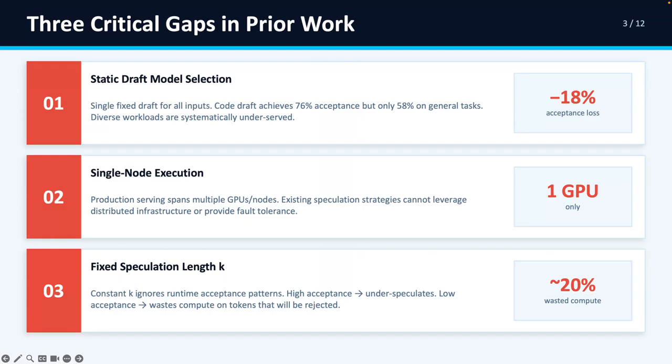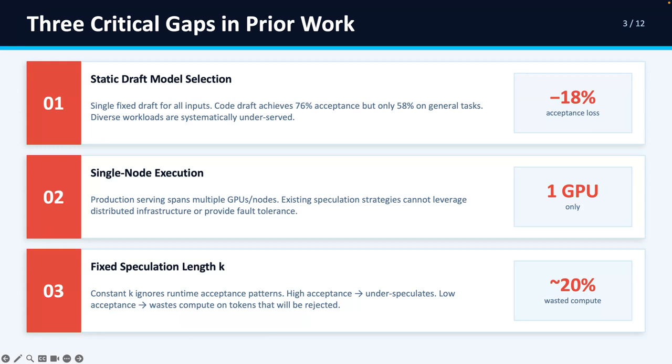Prior work on speculative decoding, while promising, leaves three critical gaps unaddressed. The first is static draft model selection. Every existing speculative decoding system commits to a single fixed draft model for all incoming requests, but real LLM serving involves diverse workloads: code generation, factual QA, open-ended conversation, and summarization.